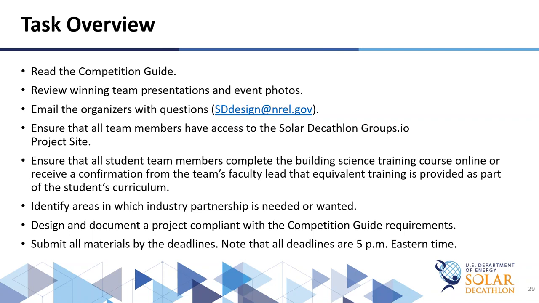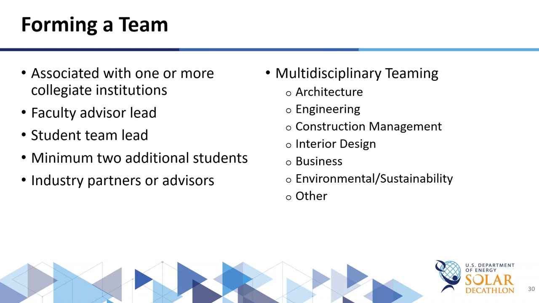So, forming a team. When forming your team, there are many options for putting it together. A university or college may have more than one team. You just need to compete in different divisions. One group competes in suburban single family and the other in the office building, or one group in urban single family and one in the local build division. A team may be comprised of one or more collegiate institutions, so you may find someone to partner with. Often we find a strong architecture school partnering with a strong engineering school, along with other combinations.